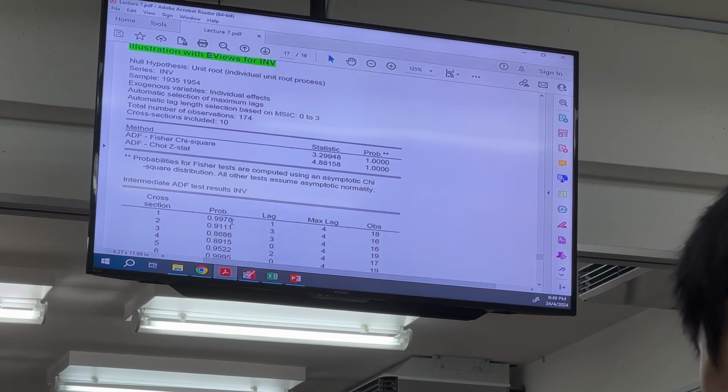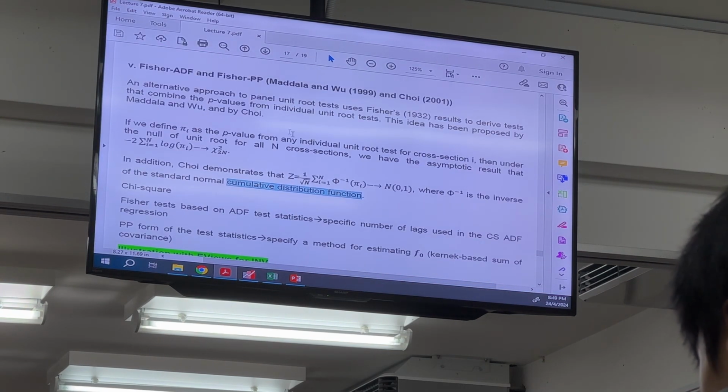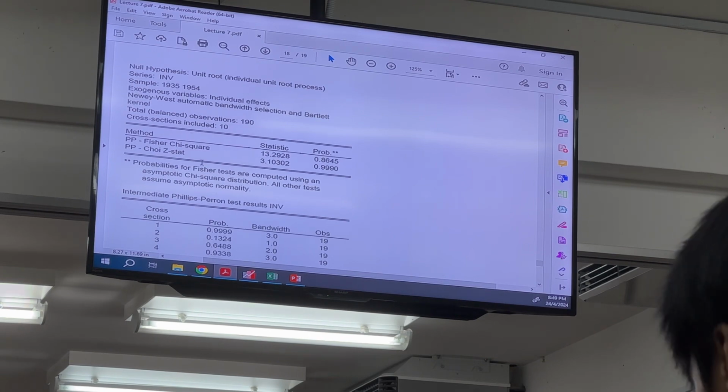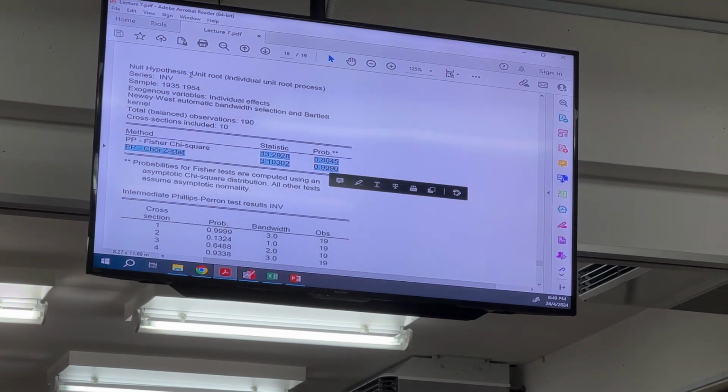How they make it is actually to combine the p-values from the individual tests, either from the ADF or the PP, right? So how they make the conclusion is, this is also insignificant, right? They are not significant, based on the first null of a unit root.